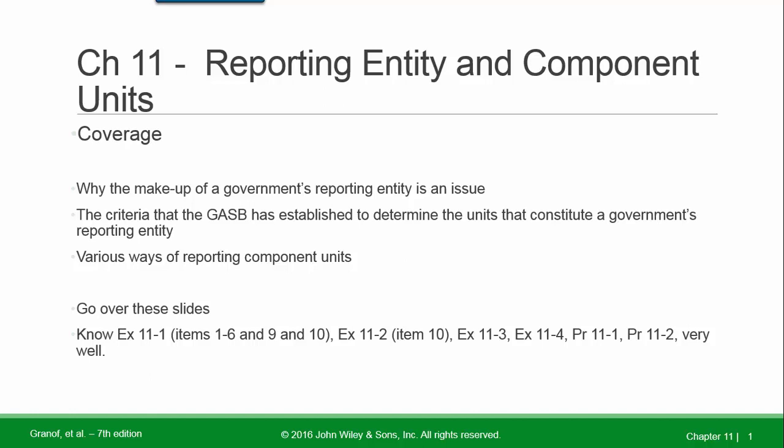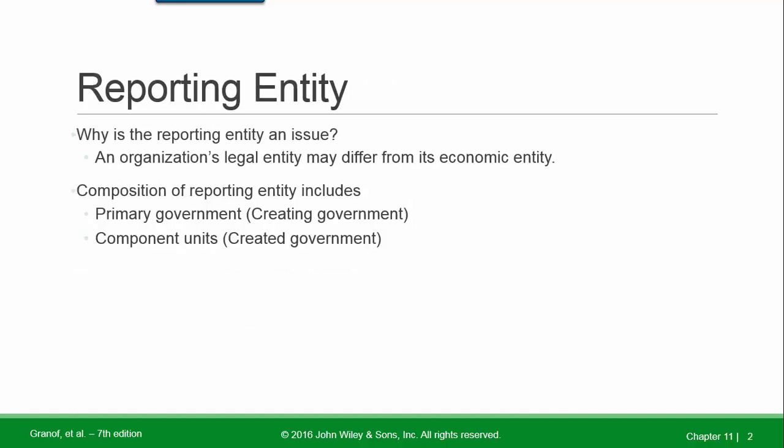So go over the slides and go over this presentation. Know the exercises and problems listed very well. These are ones that are part of Chapter 11 as either student practice or instructor narrated practice.